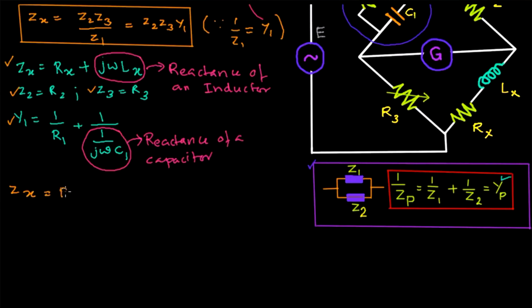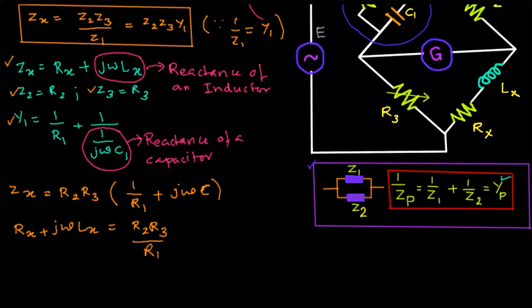So z2 is r2 and z3 is r3 and y1 is 1 by r1 plus j omega c, because 1 by 1 by j omega c is nothing but j omega c, it will go to the numerator. So zx is nothing but rx plus j omega lx. So we can write it like rx plus j omega lx is equal to r2 r3 by r1. What I have done is just multiplied it inside, taking the terms inside.